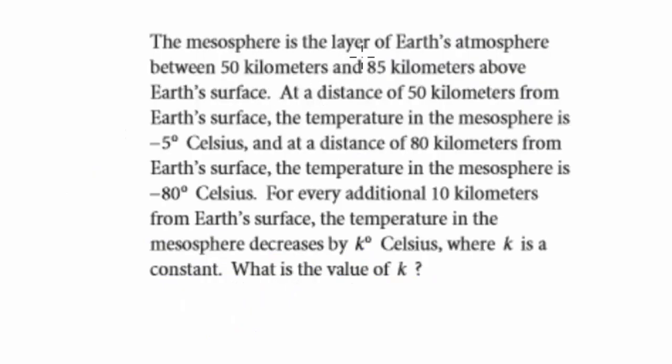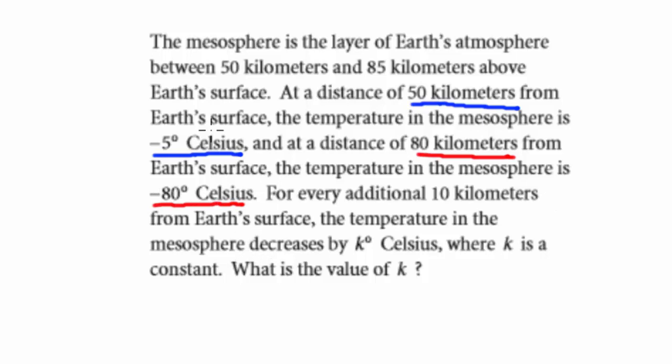The mesosphere is the layer of Earth's atmosphere between 50 kilometers and 85 kilometers above Earth's surface. At a distance of 50 kilometers from the Earth's surface, the temperature in the mesosphere is -5 degrees Celsius, and at a distance of 80 kilometers from the Earth's surface, the temperature in the mesosphere is -80 degrees Celsius.